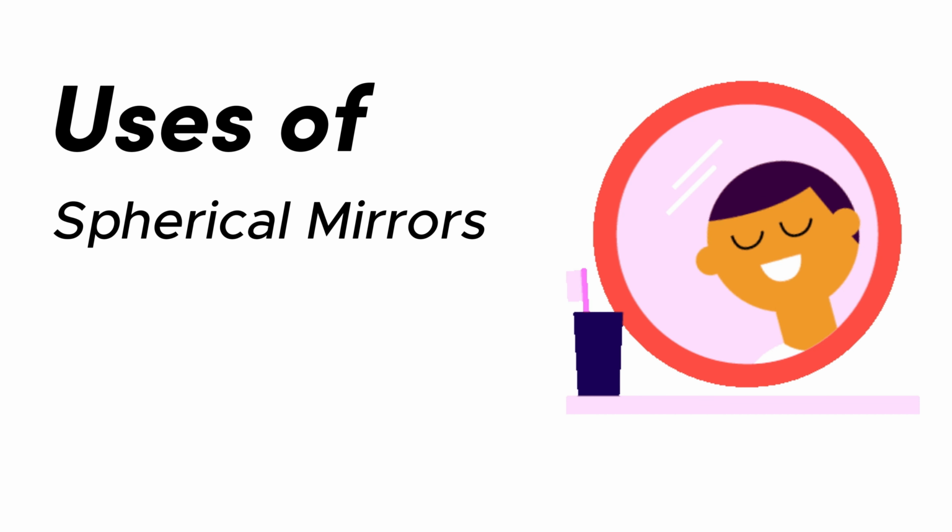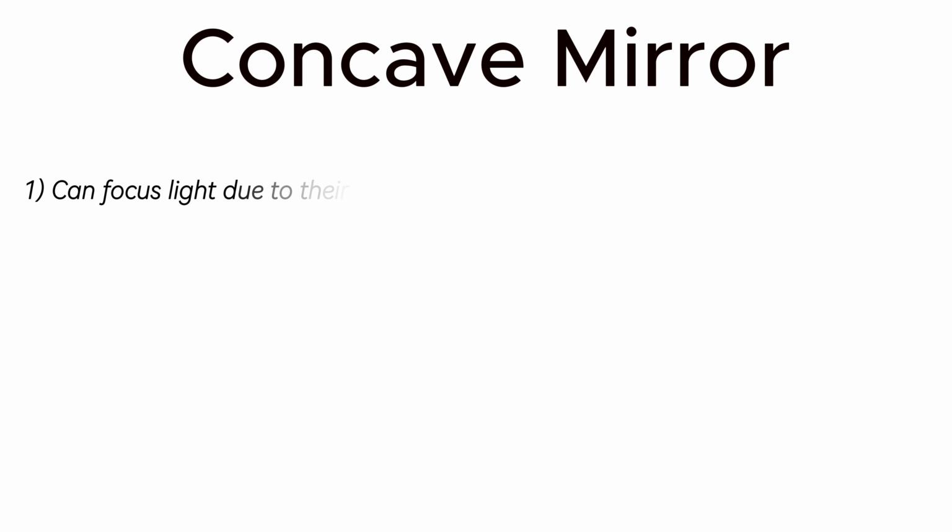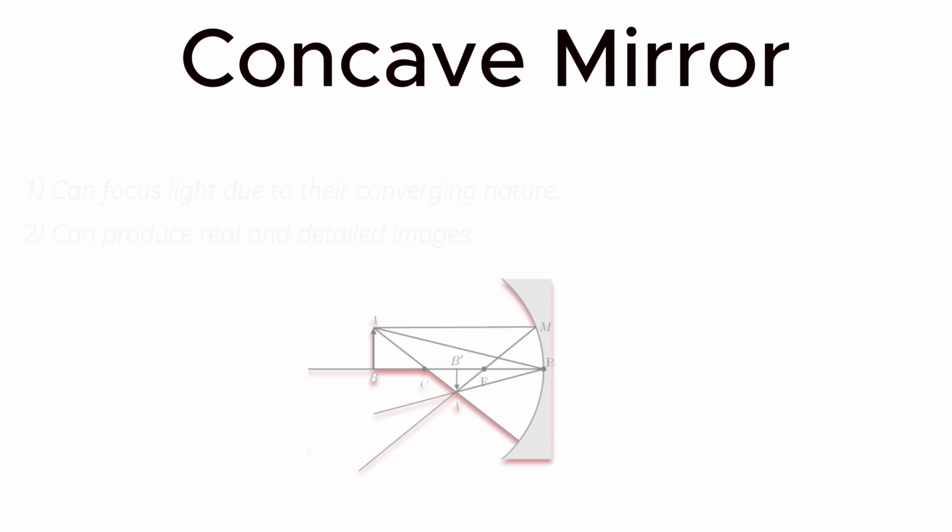Both concave and convex mirrors may seem like ordinary objects, but they play crucial roles in ensuring safety and convenience in various scenarios. Let's dive into how they are utilized. First up is the concave mirror. These mirrors are fantastic for focusing light and producing detailed images.